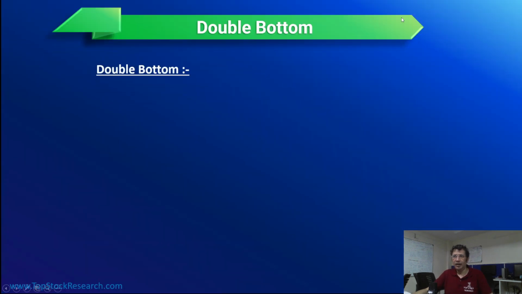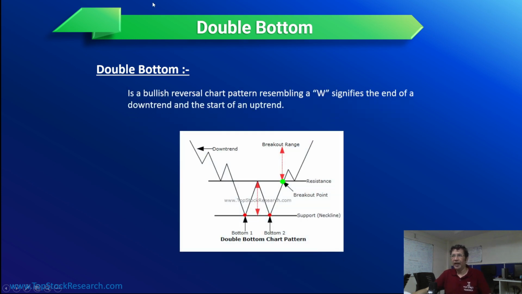So what is double bottom? Double bottom is a reversal pattern, as you will see in the figure. It is a bullish reversal pattern resembling a W, and a lot of other traders or users also call this a W pattern because it looks like a W formed on a chart, right? So it is a bullish reversal pattern.